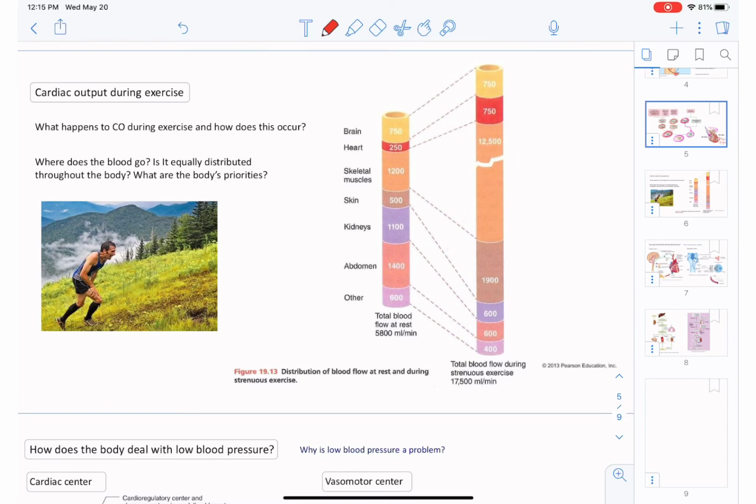Okay, let's continue with that. And we're looking at cardiac output here. And this diagram represents cardiac output at rest. So at rest, your cardiac output is about 5.8 liters per minute, 5,800 milliliters per minute. And what this is showing you is where specifically in the body that blood is going. About 750 milliliters of that goes to the brain. Some of it goes through the coronary circulation, the skeletal muscles, kidneys, and abdomen.